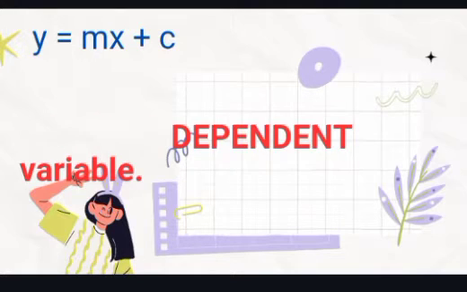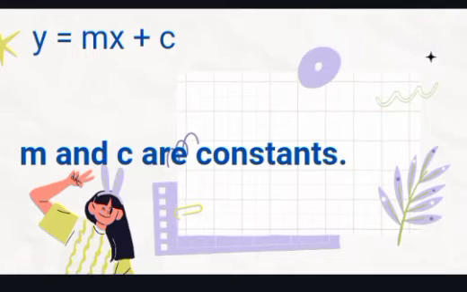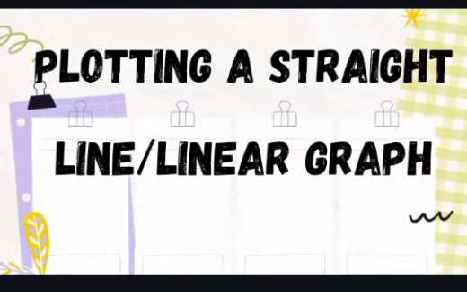So basically, m and c in this equation are both referred to as constants. So you have the equation y equal to mx plus c. Y and x are called variables, while m and c are called constants. So please take note of those 2 points. Now let's also look at how to plot a straight line or linear graph.